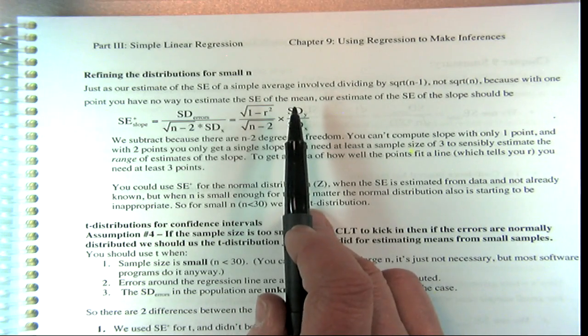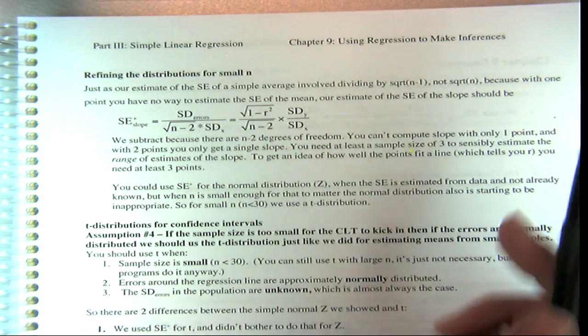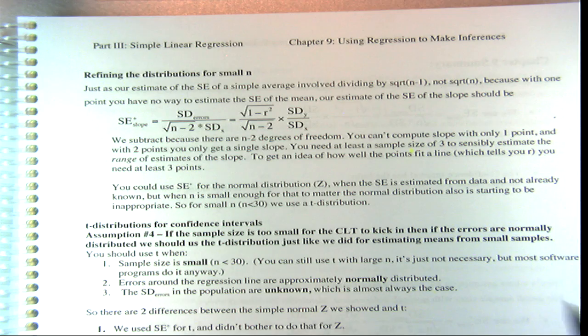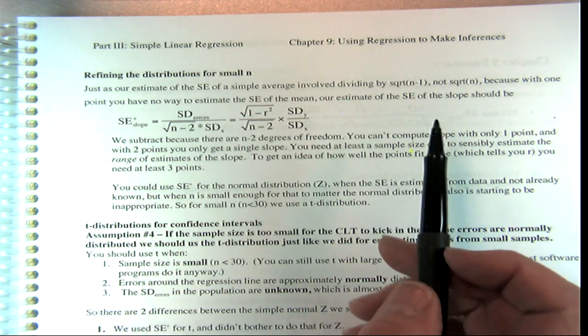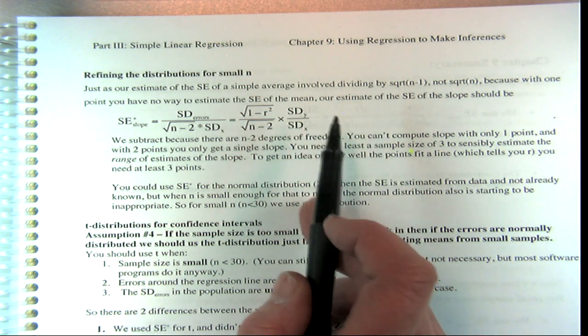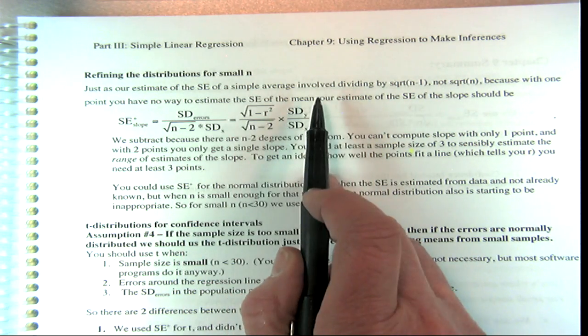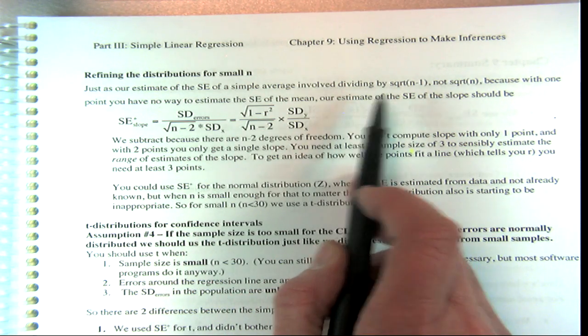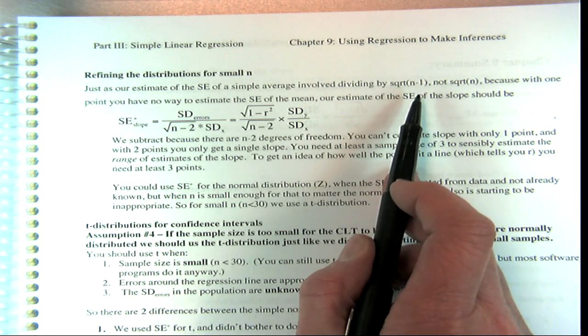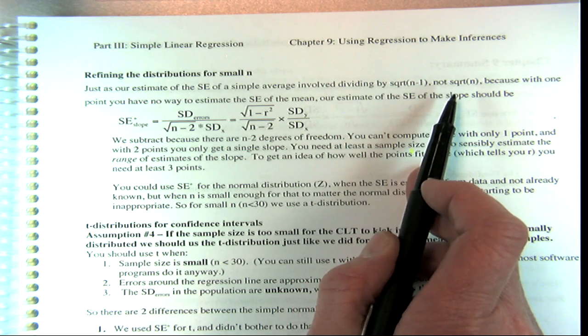Okay, so there's two things we're going to do. The first is we're going to adjust the standard error. We could have done that with z. Just as our estimate of the standard error of this sample average involved dividing by the square root of n minus 1, not square root of n.